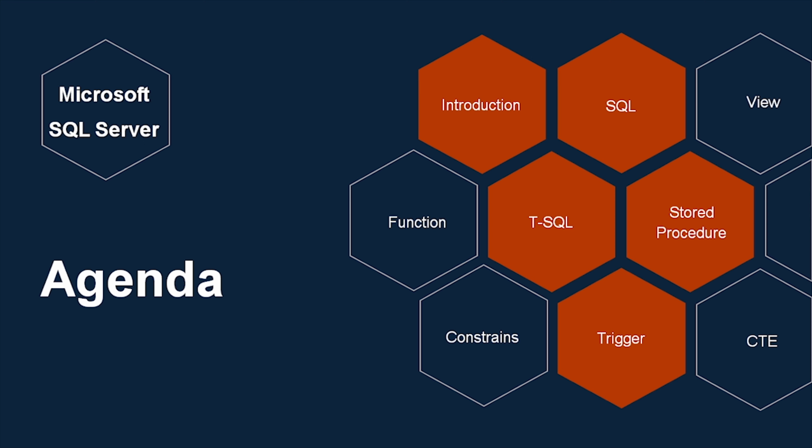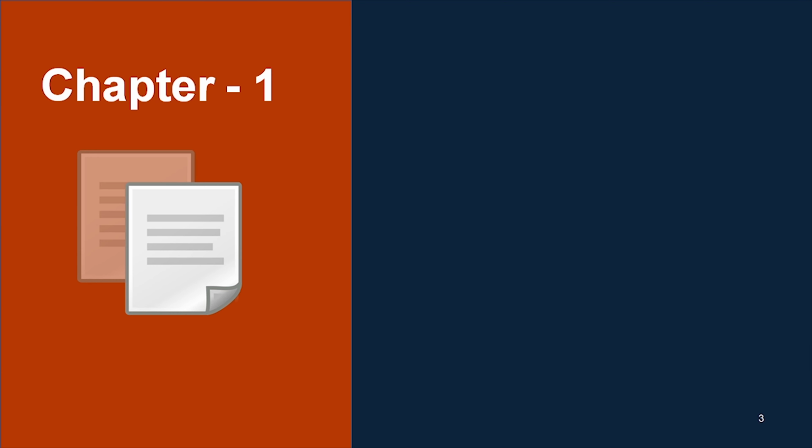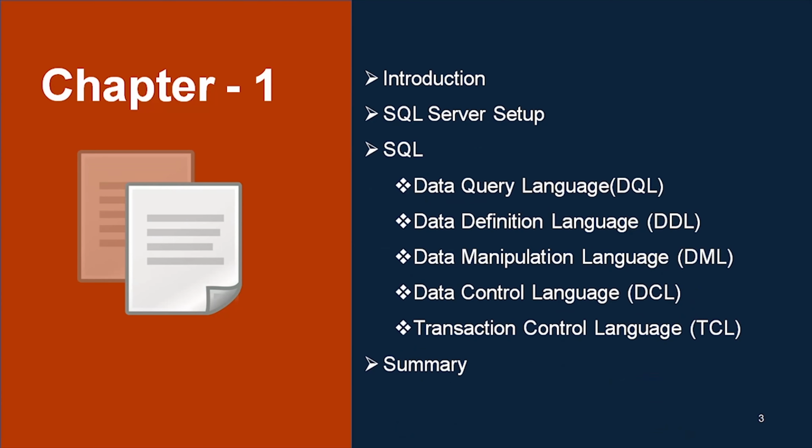Let's go ahead and start at Chapter 1. In this chapter, we will understand the introduction of SQL Server, how to set up a database server on your local machine, and SQL and its sub-languages such as Data Query Language (DQL), Data Definition Language (DDL), Data Manipulation Language (DML), Data Control Language (DCL), and Transaction Control Language (TCL). At last, we will summarize the above topics in our summary.